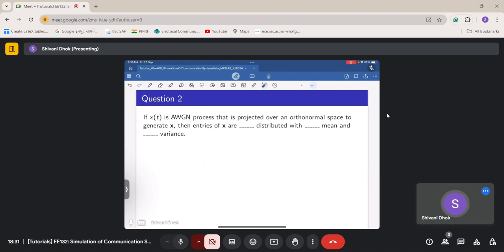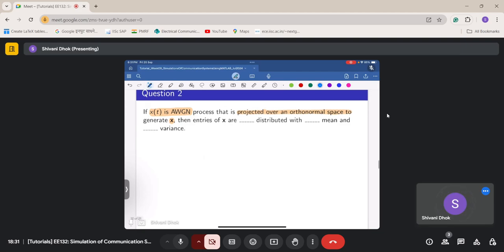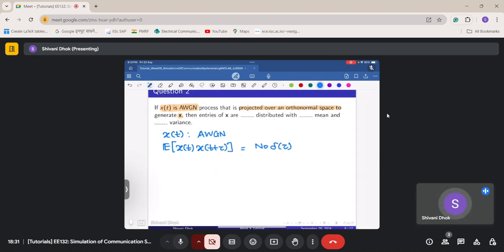It says that if x of t is an AWGN process that is projected over an orthonormal space to generate a vector x, then entries of x are dash distributed with dash mean and dash variance. So what we will do is, we'll consider simple cases. We have this x of t as an AWGN process, and let the expectation of x(t) times x(t plus tau) be equal to N naught by 2 delta tau. Or to be consistent with the course, let us take it to be N naught delta tau. Another thing, since it is an AWGN process, we have the expectation of x of t equal to 0. So these are the things that we know.